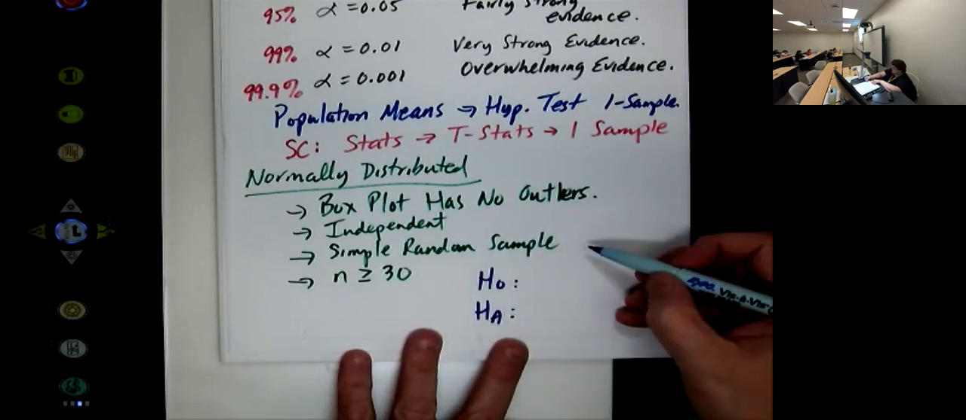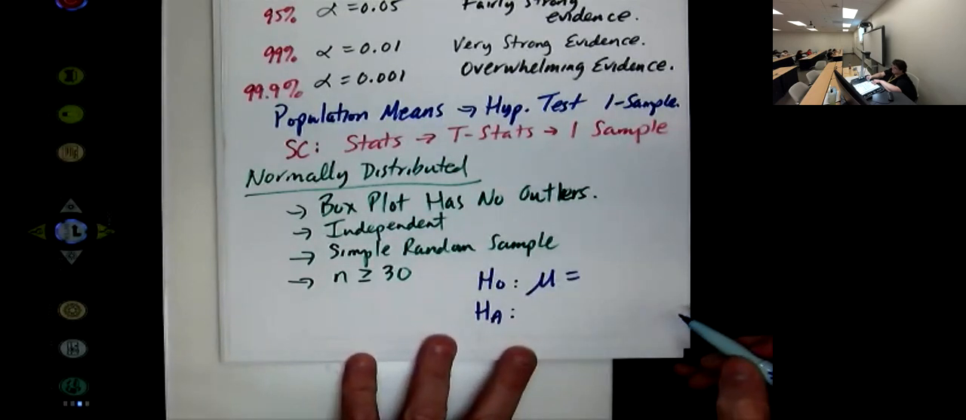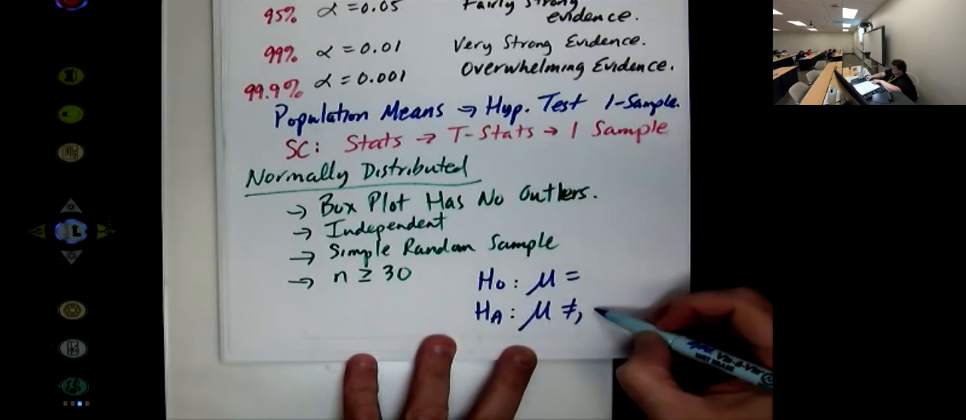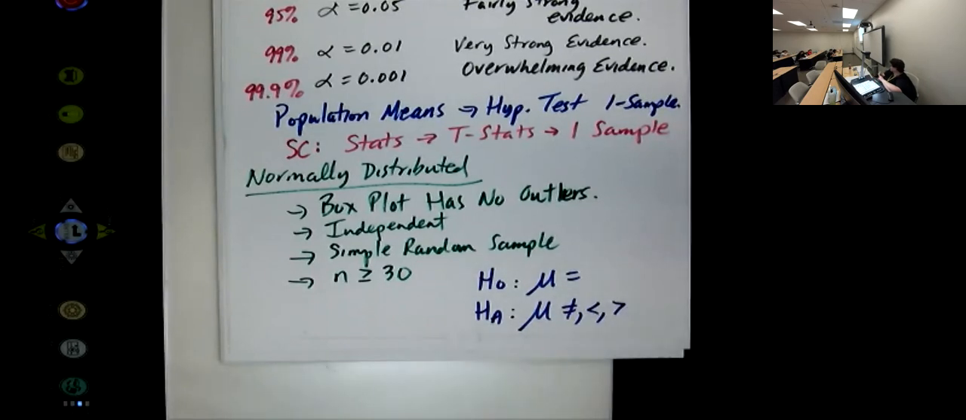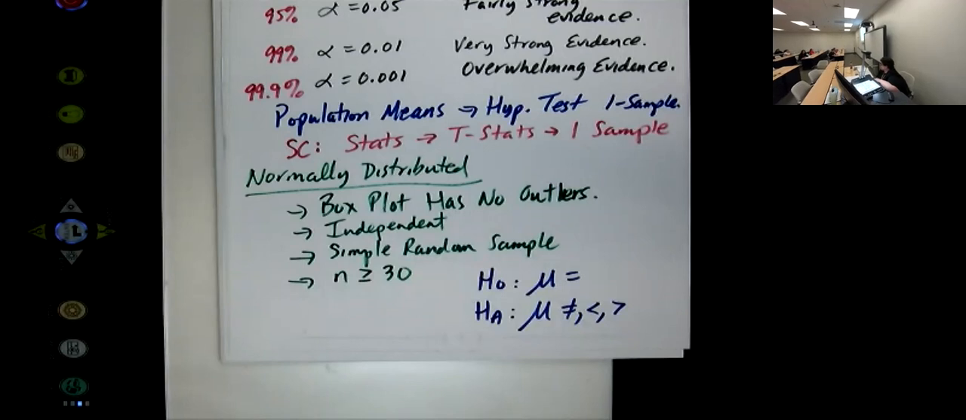Assuming that's all the case, H naught is always mu equals something. HA is mu, either it doesn't equal, it's less than, or it's greater than. So it's not a whole lot different than the proportion. It's just a different letter, representing the mean here rather than the proportion.